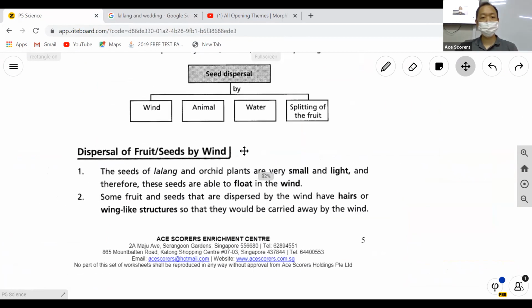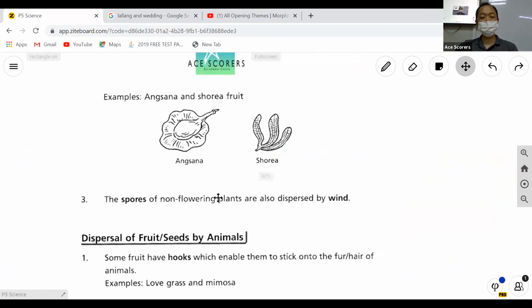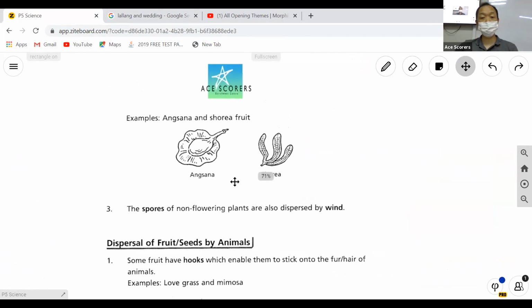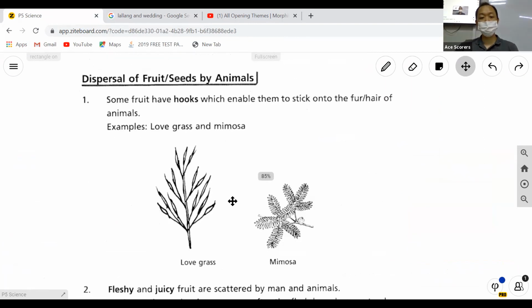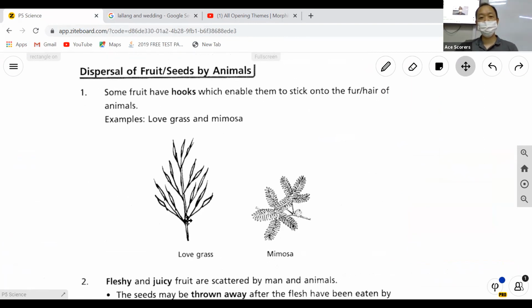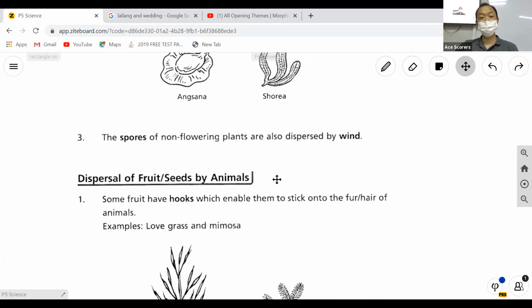Next one. Okay, so some of them also look like that, Angsana and Shuria. By animals. So animals are also helping the plants to be dispersed. Sounds like girls' names. Well, I think there are some people called Angsana, maybe Shuria, I don't know.